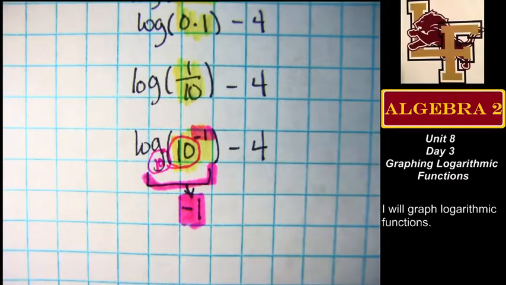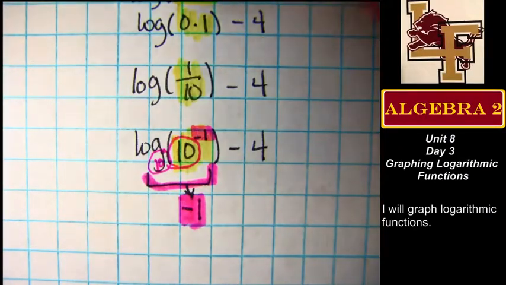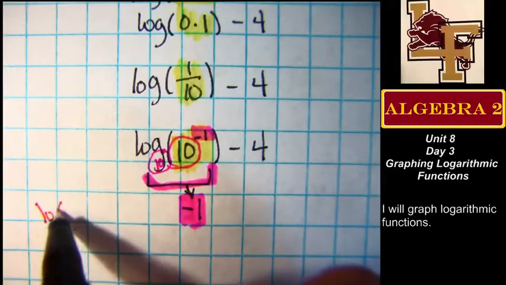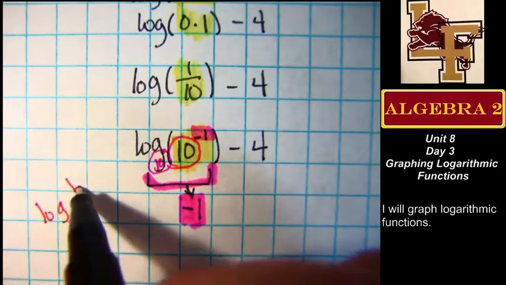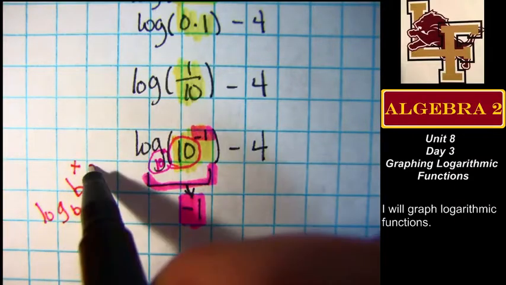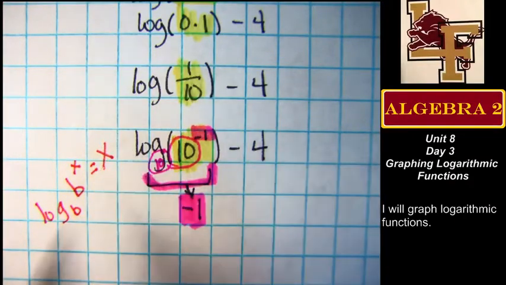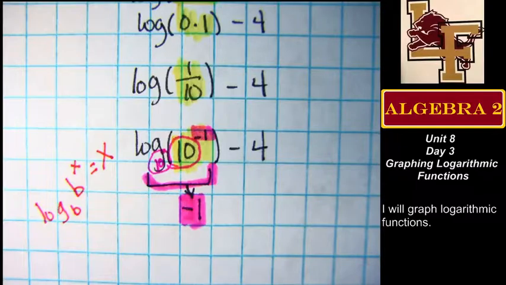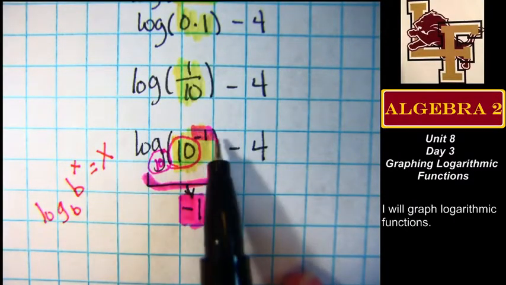Take a moment to digest that. Make sure that makes sense. This was our shortcut from day 1. Our shortcut that said when I have the log of some base to a base with a power, that this whole thing equaled the power. Remember that? Okay? So that's what I did here.